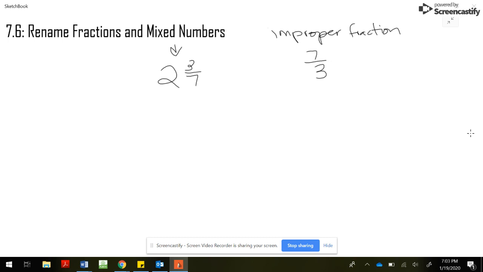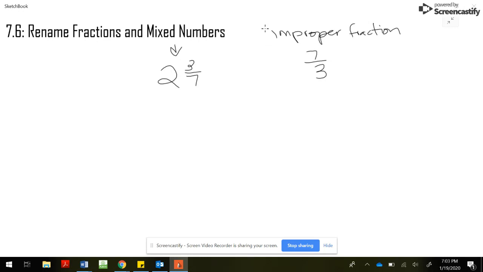7.6 is renaming fractions and mixed numbers. What we're really doing is just going back and forth, changing mixed numbers to improper fractions and improper fractions to mixed numbers. So a mixed number is going to be a whole number and a fraction. You can see here 2 3/7 is a great example. We've got a whole number, or a big number. We've got that fraction piece as well.